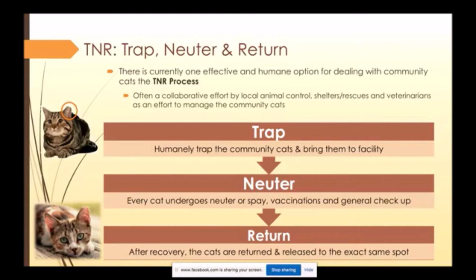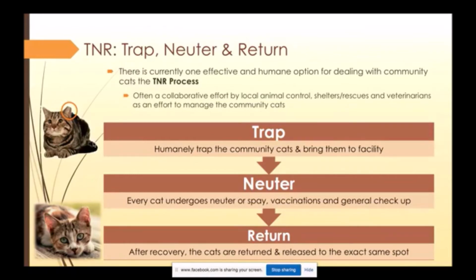So we start by setting humane traps throughout the community. Basically, it's a little trap where once the cat goes inside, it might set off a weight system and close behind them. Usually it'll tempt them with some food and they'll be able to kind of snack, until someone comes to pick up the trap.